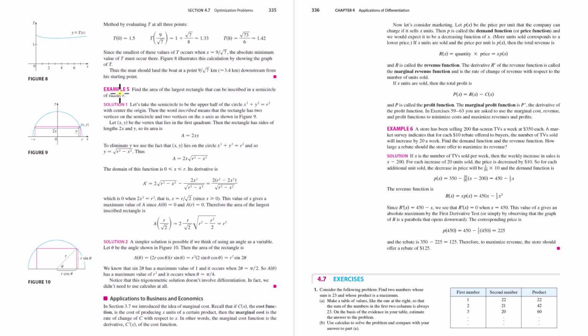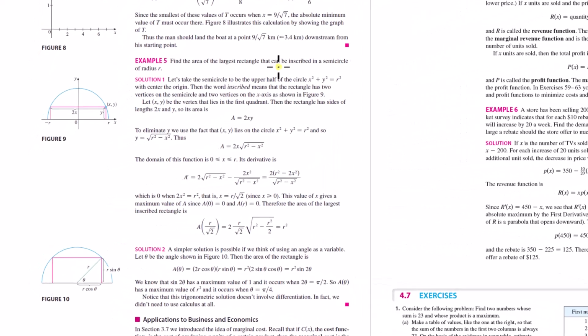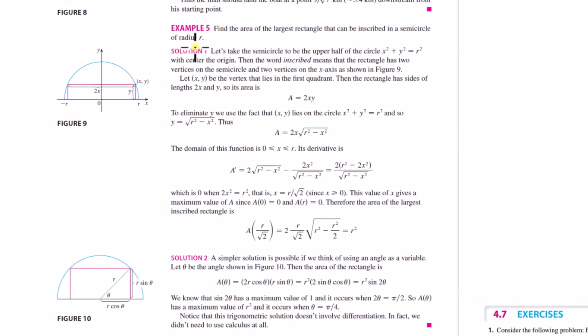Okay. Example 5. Find the area of the largest rectangle that can be inscribed in a semicircle of radius r. So the largest in terms of area. So the variable to be optimized is the area. Now, what is the area of the rectangle? They draw the diagram here with the center of the semicircle at the origin. So with that, the area of the rectangle is 2x times y. So there's the variable to be optimized as a function of the other input variables in the diagram.